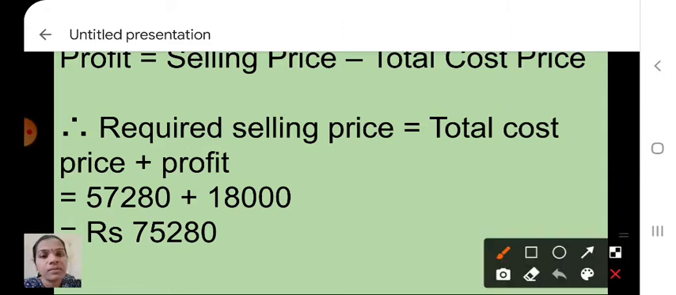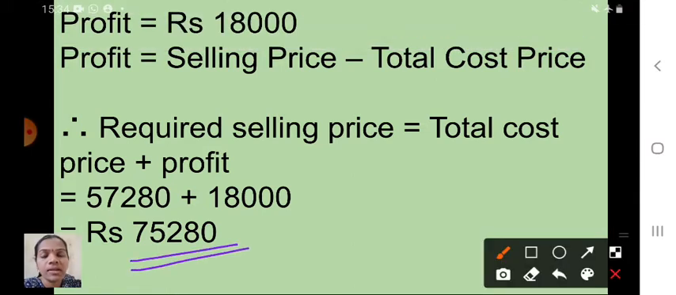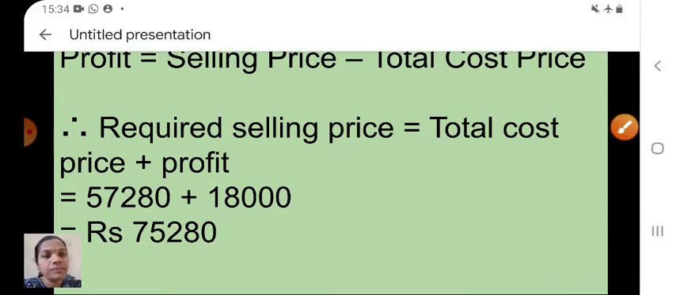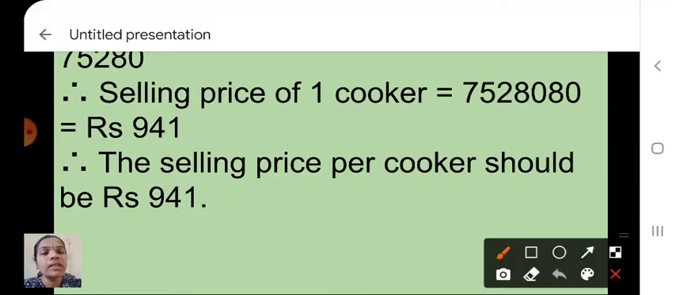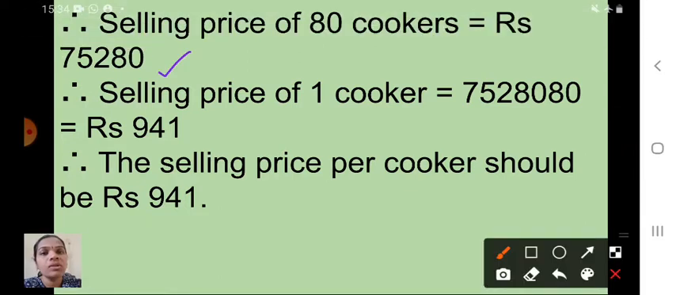So what is the selling price of 80 cookers? Yes, 75,280 rupees. Your question is, what is the selling price of each cooker? Okay, the selling price of one cooker we have to find. See here. Yes, selling price of 80 cookers, that is 75,280 rupees. Okay, now we have to find what? Selling price of one cooker. Understood children? So for that, what we have to do?